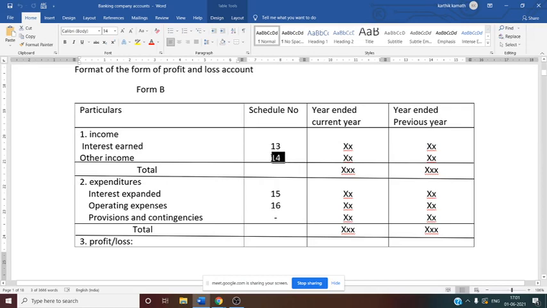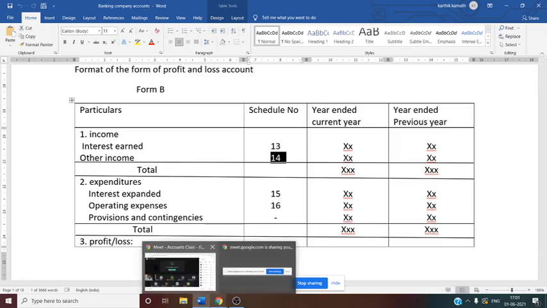Schedule number 14, that is commission, exchanges, brokerage, rent. Then very important is profit on revaluation of investments. Sometimes the bank will revalue the investments. Then profit, if there is any, you can consider. But you have to deduct the losses from the profit, then write the amount.